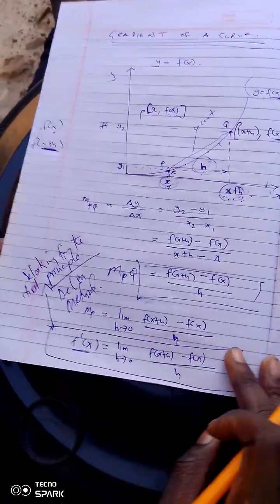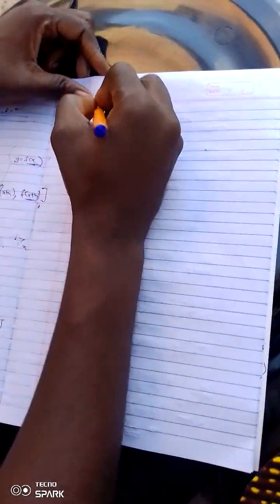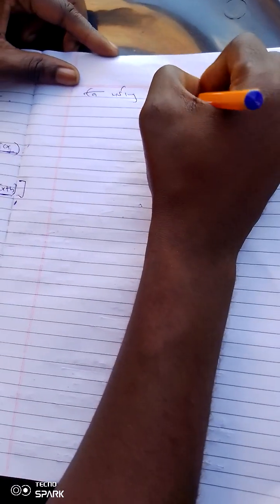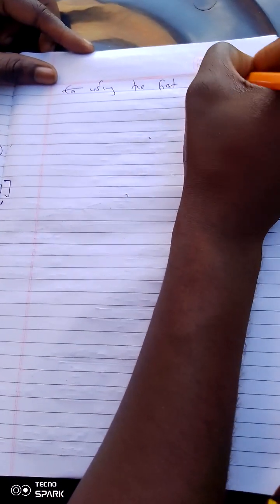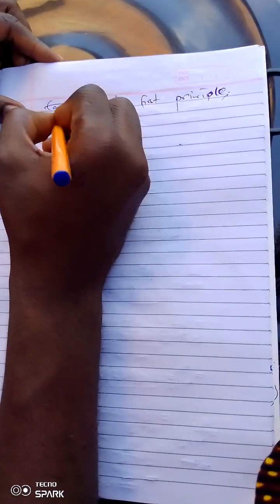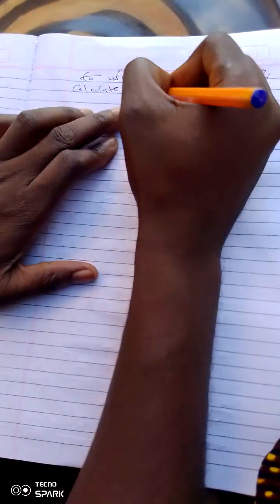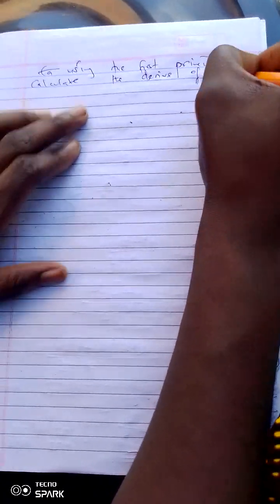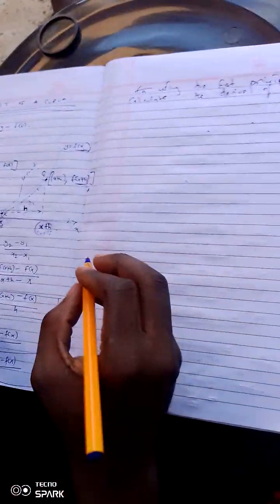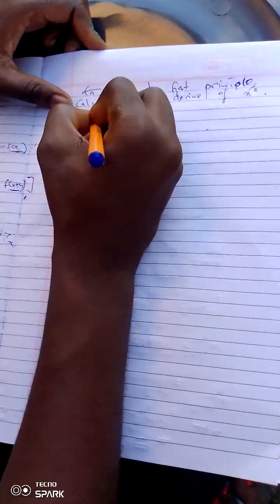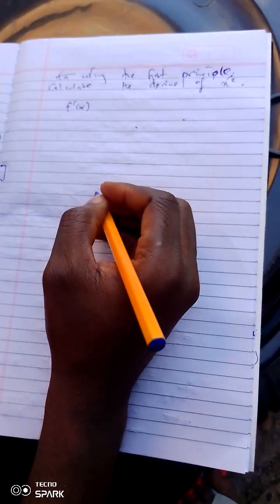Technical term to use. Okay, so I'll give an example. Using the first principle, calculate the derivative of x squared. Now, for us to calculate the derivative of x squared, we know the formula to use because we are taught to use the first principle.